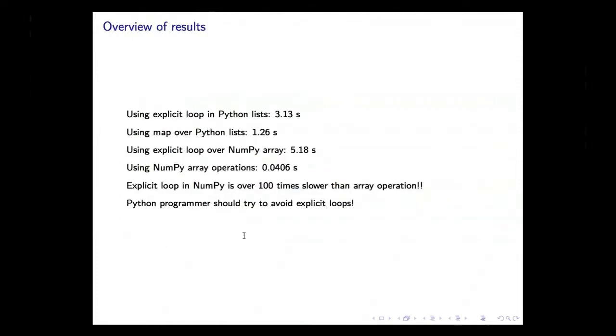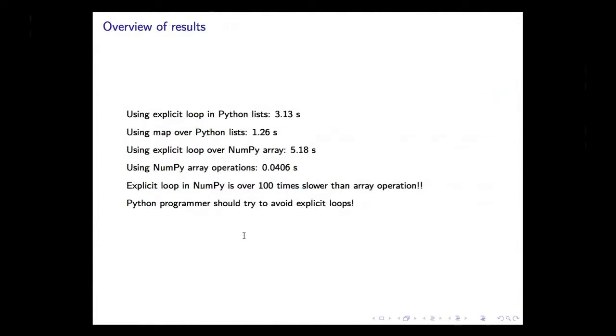So we define NumPy list 1 and NumPy list 2, and then I start timing, and then I generate a new list just by adding NumPy list 1 plus NumPy list 2. So I'm adding two arrays directly without loops. And this takes only 0.04 seconds. So this is the right way to do it.